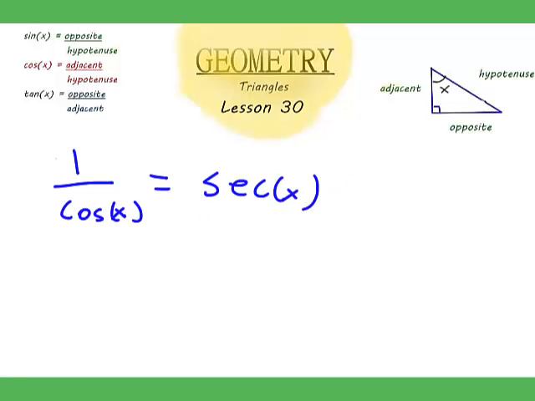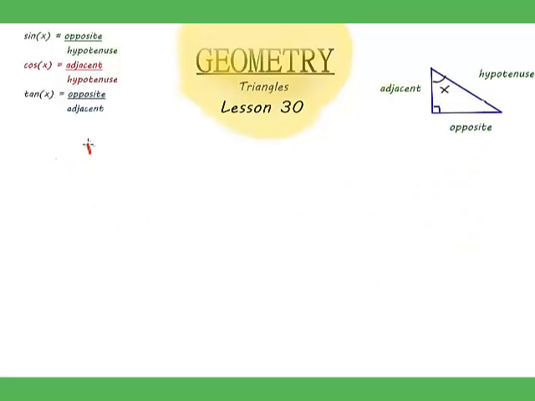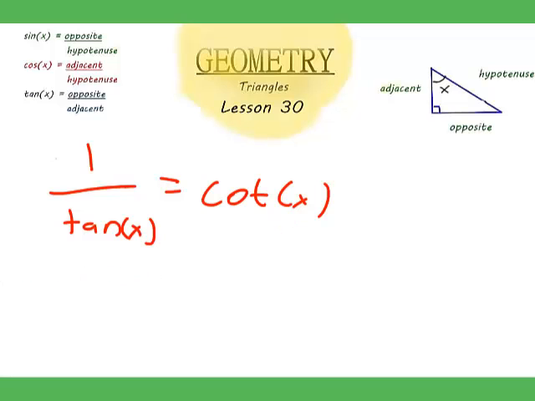And remember, this is not equal to cos inverse of x. Big red cross. And finally, 1 over tan x is equal to cot x. And of course, this is tan x inverse, but it's not equal to tan inverse x.